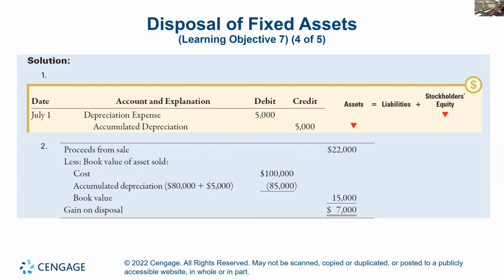Okay, next it says to calculate the gain or loss on the sale. The proceeds from the sale are the cash value of $22,000 less the book value, which was the cost minus the accumulated depreciation, $15,000. That is how you calculate the gain or the loss. It's what we received minus the book value. So here we have a $7,000 gain.